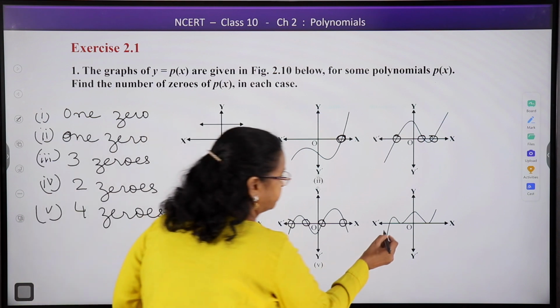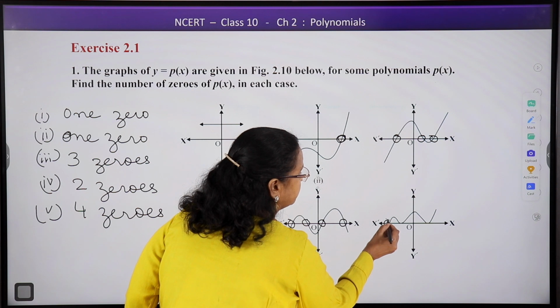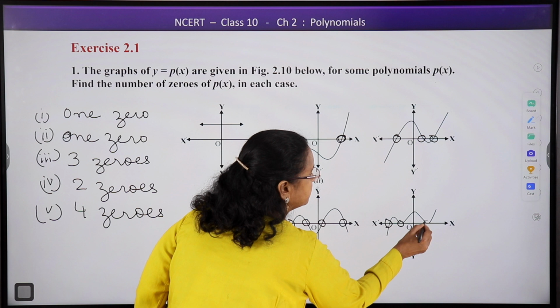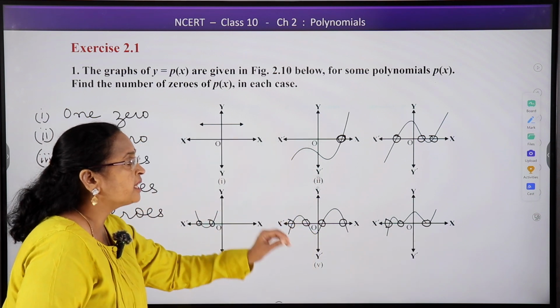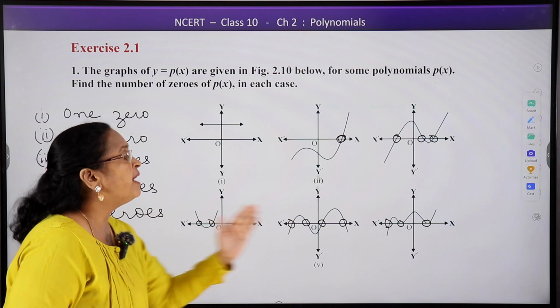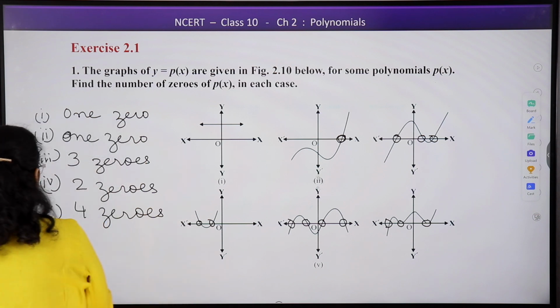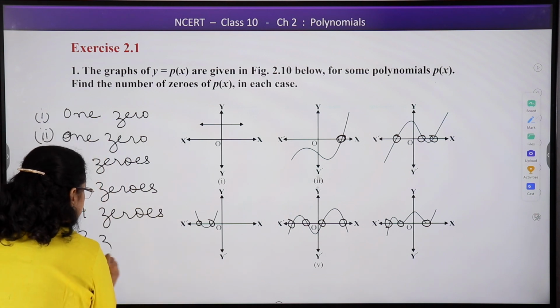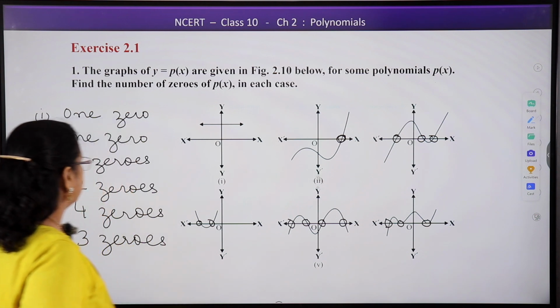Coming to the sixth part, the final part. How much? 1, 2, 3. Cutting the x-axis at 3 points. 2 in the negative, 1 in the positive. Total is 3. So it is cutting at 3 points. The last part of the question, how many zeros? Correct. 3 zeros. Absolutely right. 3 zeros of the polynomial.